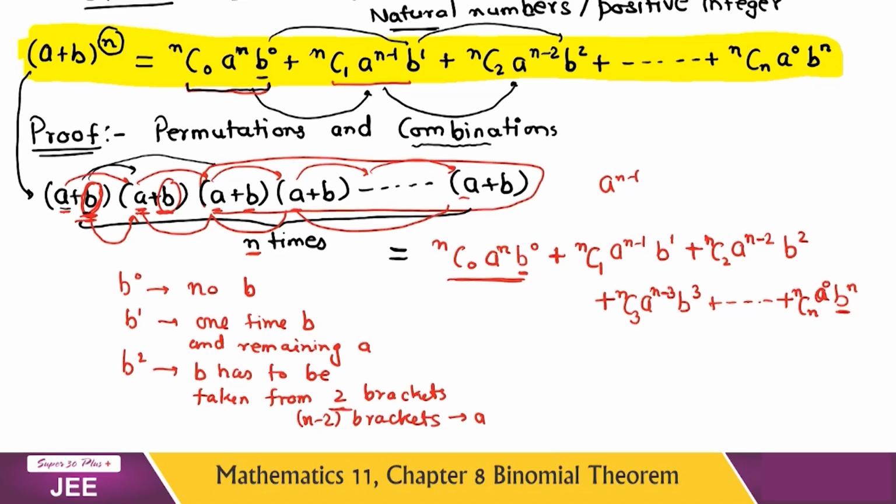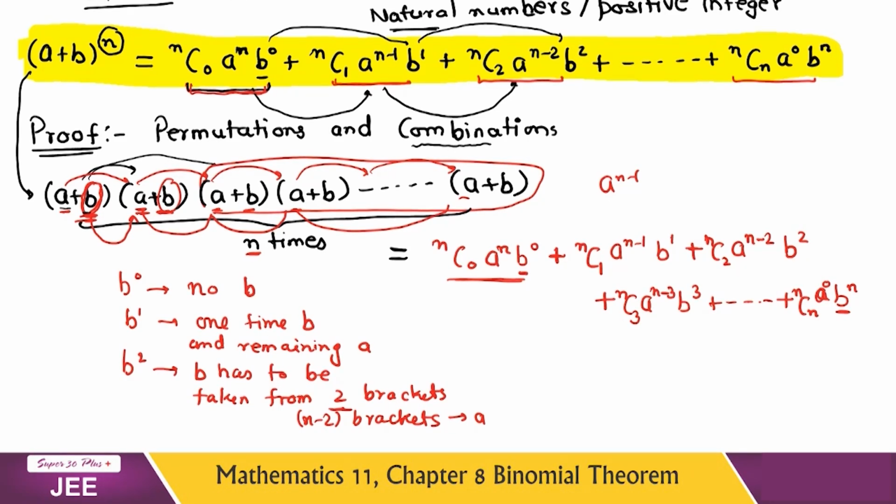Alright, so I hope that you people are also able to prove this theorem. This theorem states that (a plus b) raised to the power n is equal to NC0 a raised to the power n b raised to the power 0, NC1 a raised to the power n minus 1 b raised to the power 1, and so on. The last term is NCn a raised to the power 0 and b raised to the power n. And we have proved it.